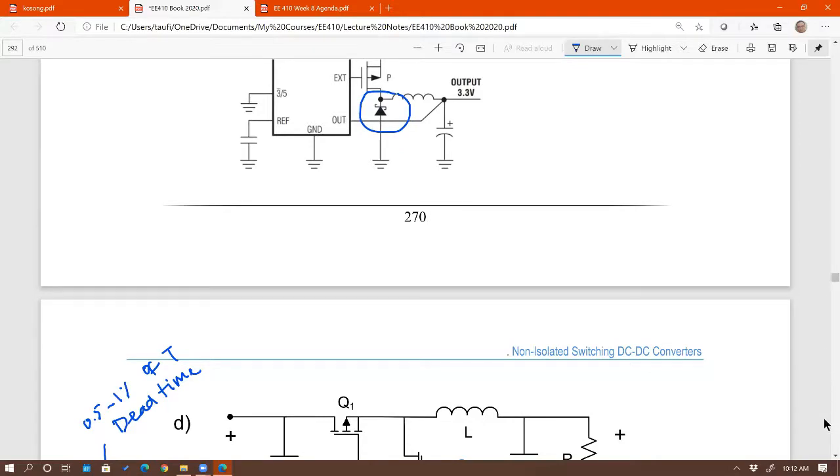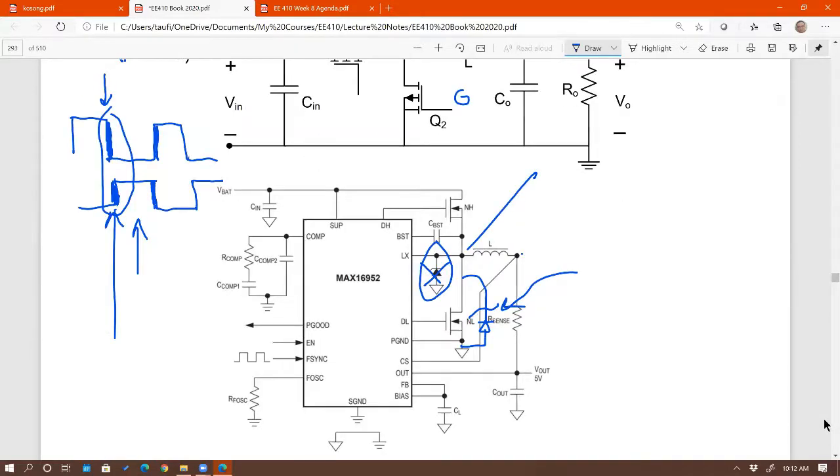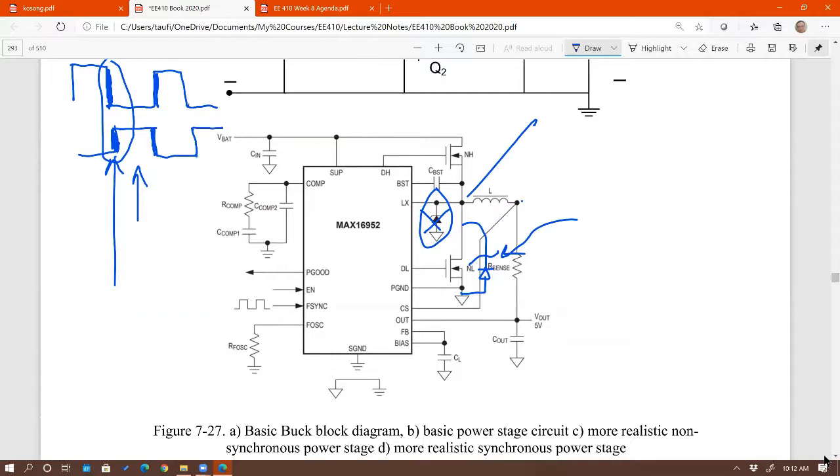Does that make sense to everybody? The difference between the top Schottky and this one that we use for synchronous? Yep. Okay, good. All right, that's as much as I would like to cover for synchronous. At least you know the basics. At least now you understand what a synchronous buck is, or it doesn't have to be buck. Synchronous boost, synchronous buck boost. It just means that you replace the diode with a MOSFET.